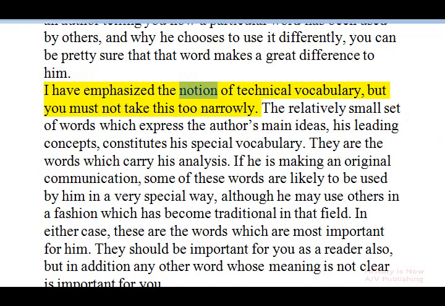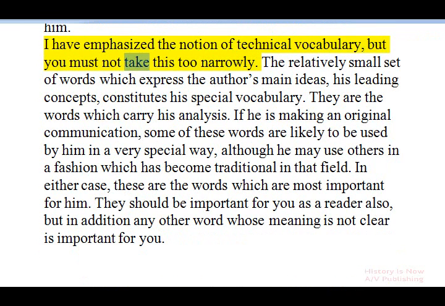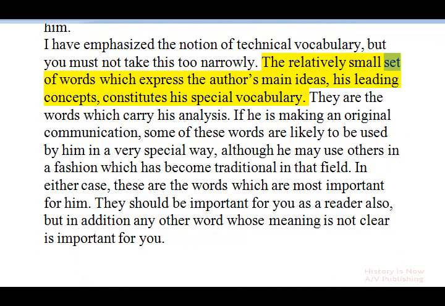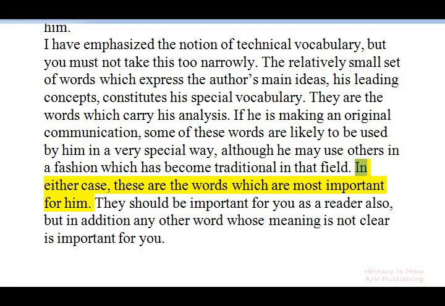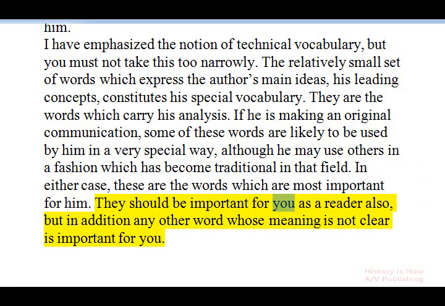I have emphasized the notion of technical vocabulary, but you must not take this too narrowly. The relatively small set of words which express the author's main ideas, his leading concepts, constitutes his special vocabulary. They are the words which carry his analysis. If he is making an original communication, some of these words are likely to be used by him in a very special way, although he may use others in a fashion which has become traditional in that field. In either case, these are the words which are most important for him. They should be important for you as a reader also, but in addition any other word whose meaning is not clear is important for you.